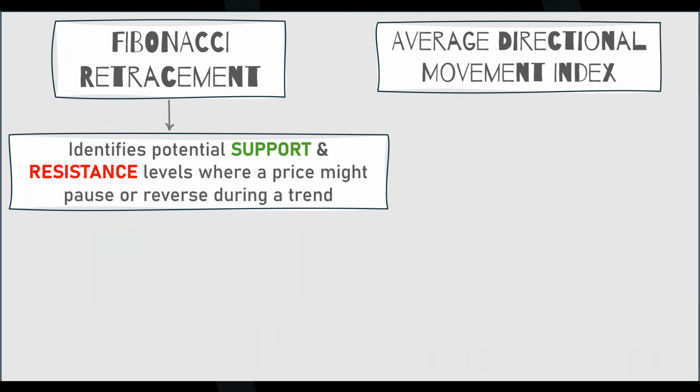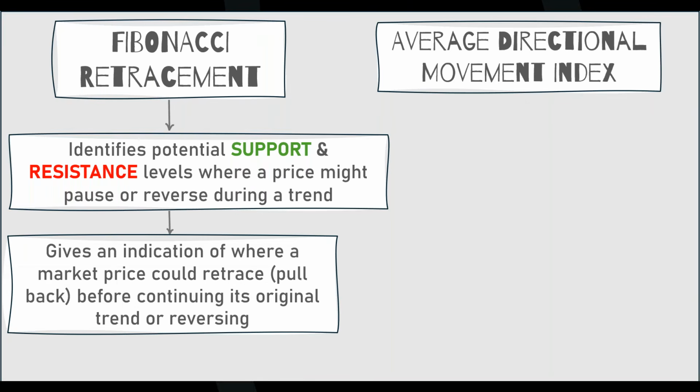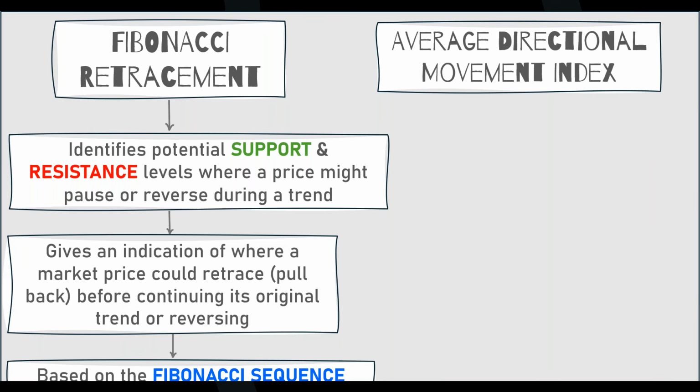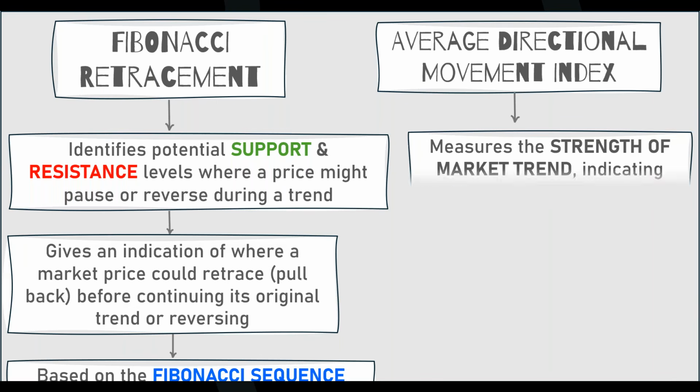Fibonacci retracements identify support and resistance, if there's going to be a reversal or a pause. It gives an indication of where the market could retrace to, whether it's trending or reversing, and it's based on the Fibonacci sequence.